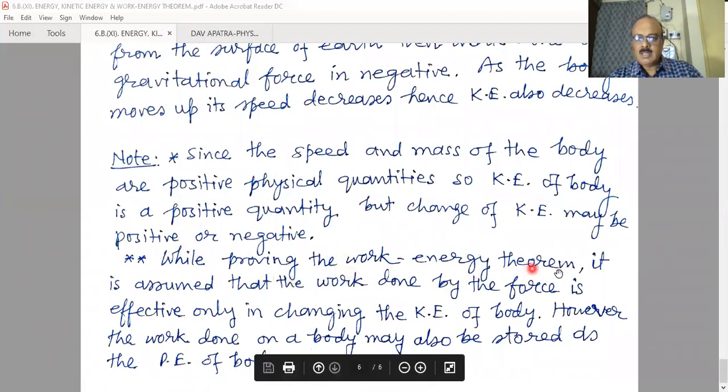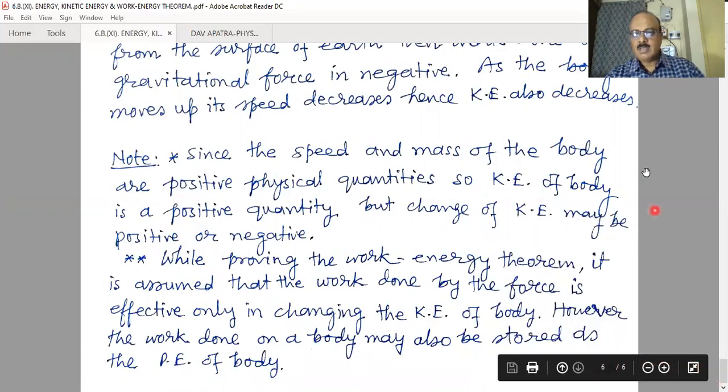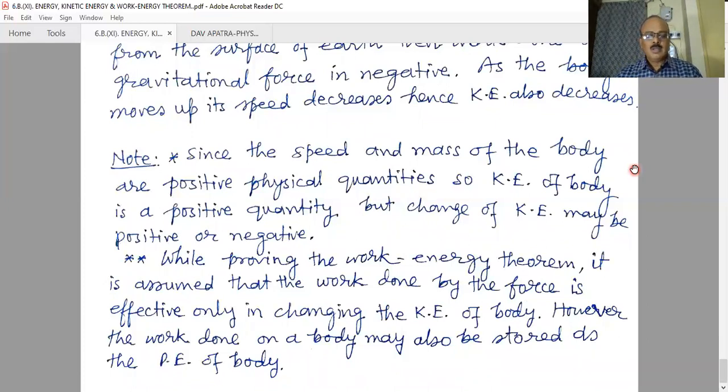While proving the work-energy theorem, it is assumed that the work done by the force is effective only in changing the kinetic energy of the body. However, the work done on a body may also be stored as potential energy of the body. That means in all the derivations above, when we prove the work-energy theorem, there is no conversion of any amount of work into other forms of energy rather than kinetic energy. If some of the work done is converted into potential energy and some into kinetic energy, then you cannot say that the change in kinetic energy is the work done. So when we consider the work-energy theorem, we always assume there is no conversion of work into any other form of energy rather than kinetic energy.